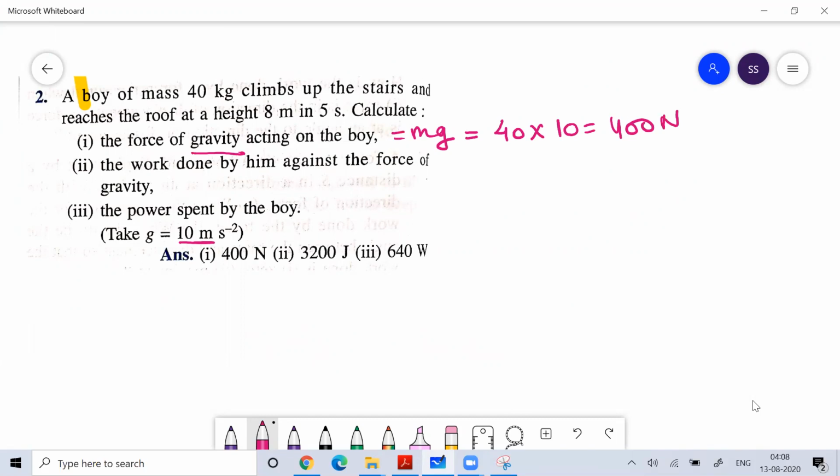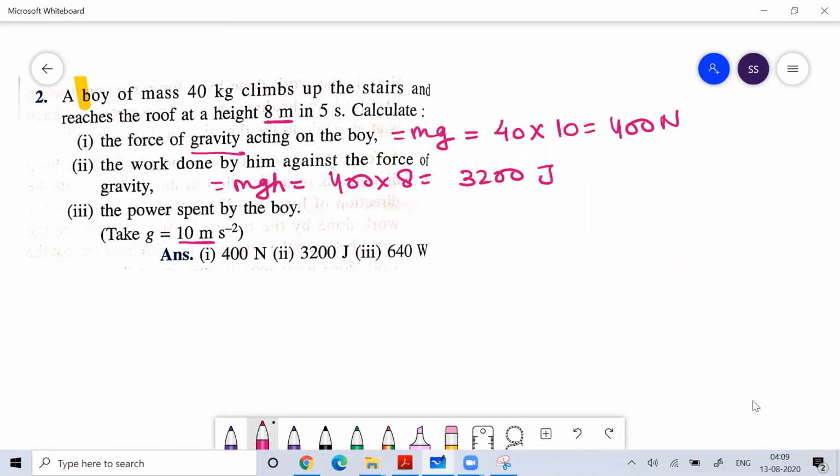Then work done by him against the force of gravity. If he's trying to climb the stair, he's working against gravity. So the work done by him would be m into g into h. He's converting his kinetic energy into potential energy. So m into g is 400 Newton, and he climbed a height of 8 meter. This would be 3200 joule.